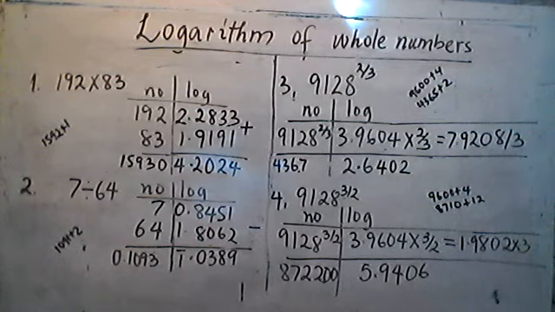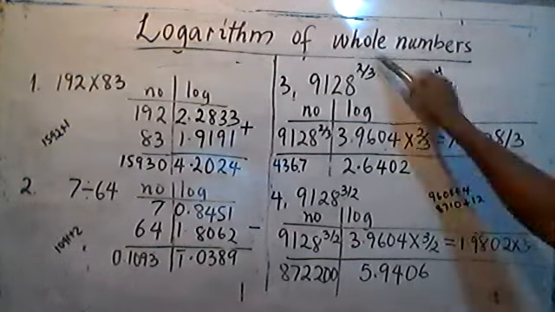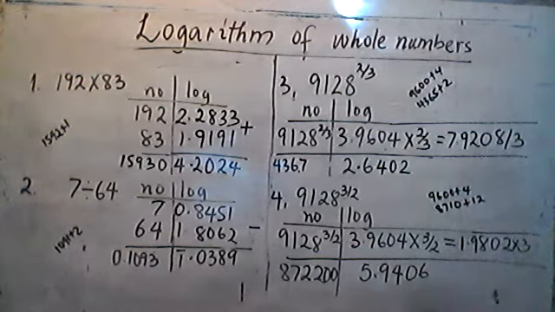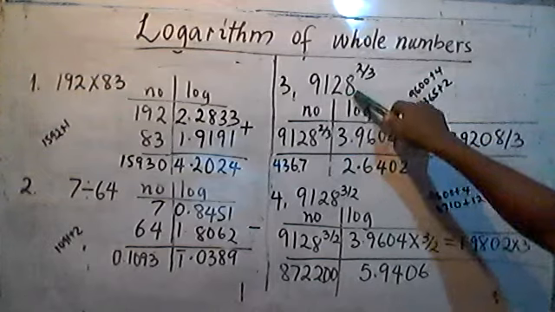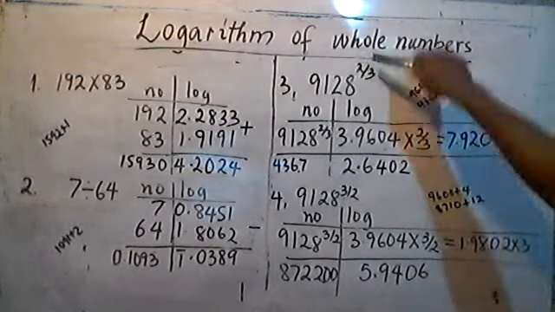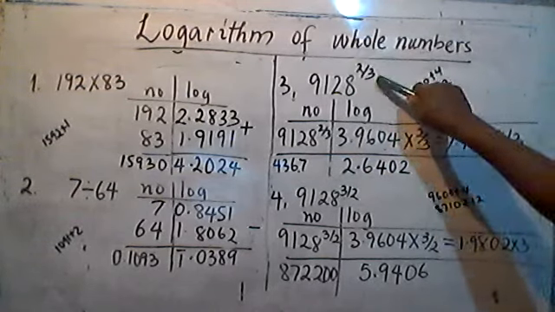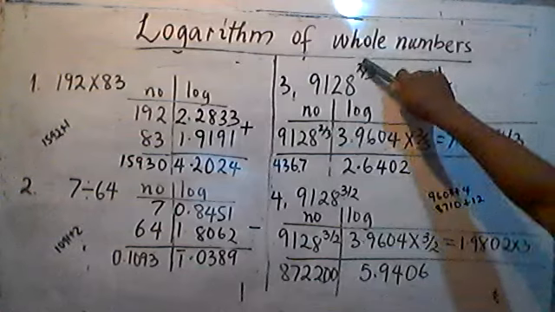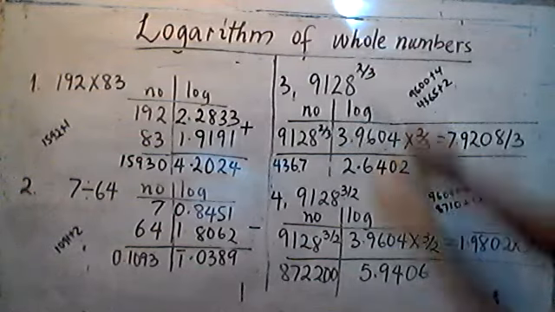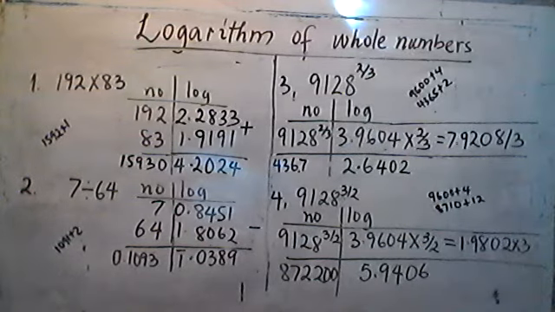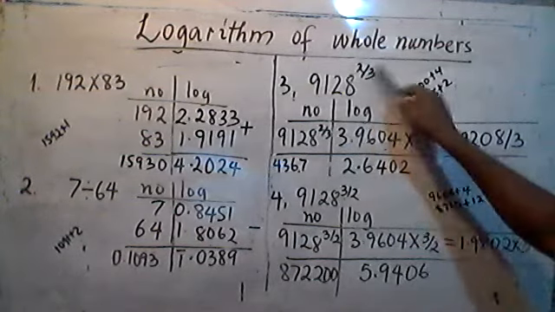Now, for the next, number 3 is raising to a fraction power. Of course, 9128 raised to power 2 over 3. 2 is the power and 3 is the root. Whatever we do with 2 is the same thing you do with all powers, and whatever we do with 3 is the same thing you do with all roots. We are combining the two.